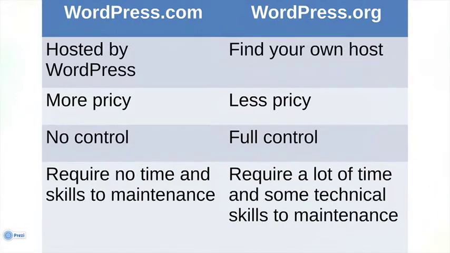Here I've set up a table comparing WordPress.com and WordPress.org. First, in WordPress.com, your blog will be hosted by WordPress. While if you're using WordPress.org, then you need to find your own host for your blog. WordPress.com is more pricey, and WordPress.org is less pricey. And also in WordPress.com, you will have no control over your website or blog, but in WordPress.org, you will have full control of your blog.